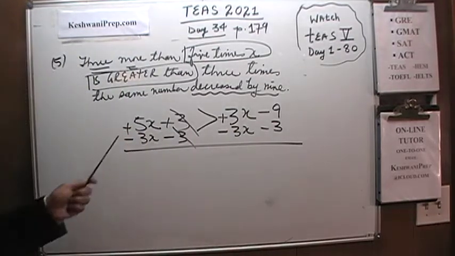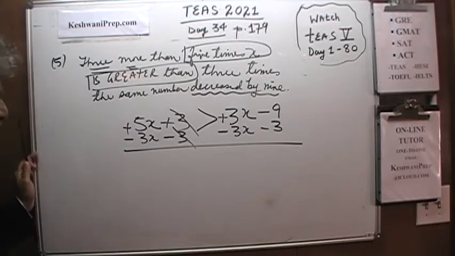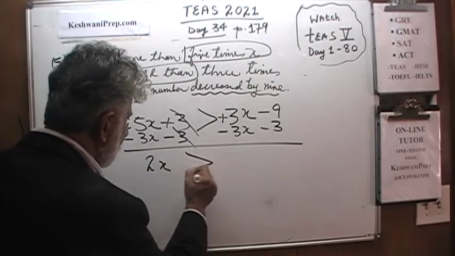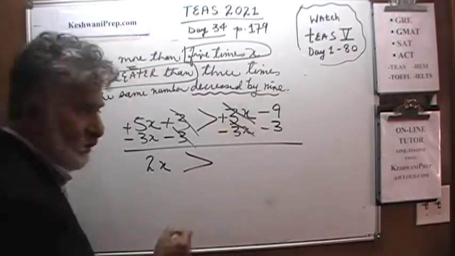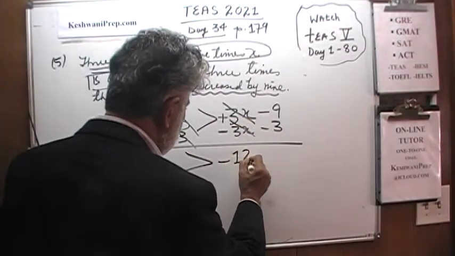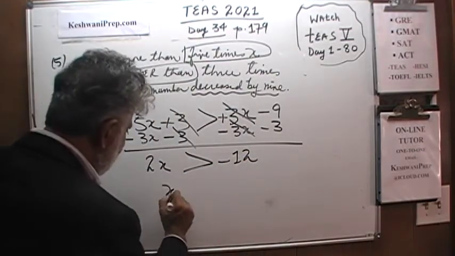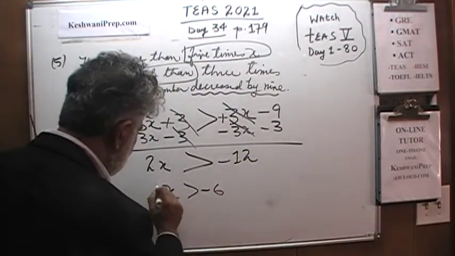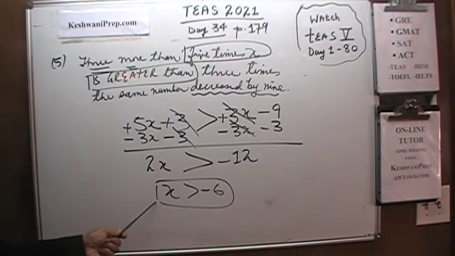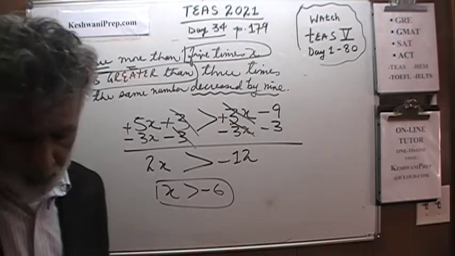There you go. Positive 5x and a negative 3x is positive 2x. And that has to be greater than or equal to, that goes away. That was the whole point. And negative 9 and negative 3 is going to give us negative 12. Divide both sides by 2, which means the x needs to be greater than 6. As long as x is greater than 6, this inequality would work.